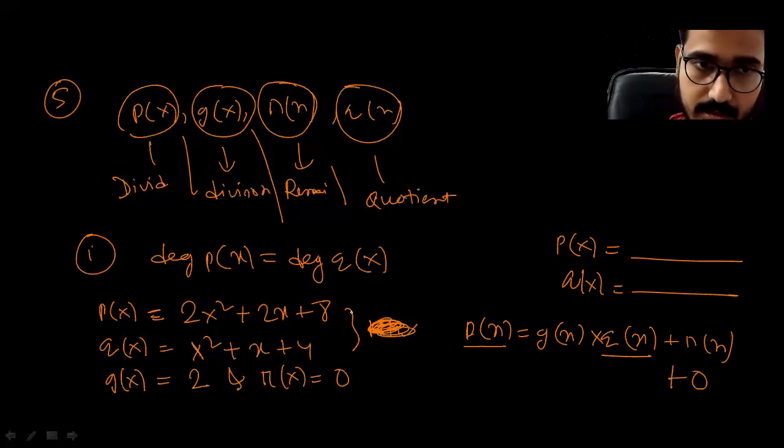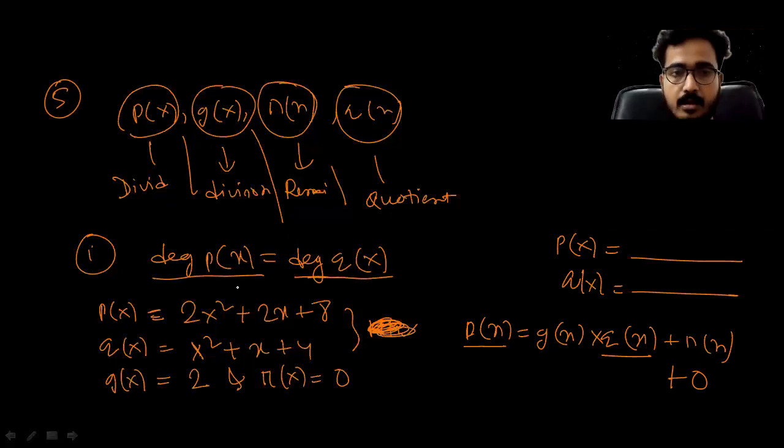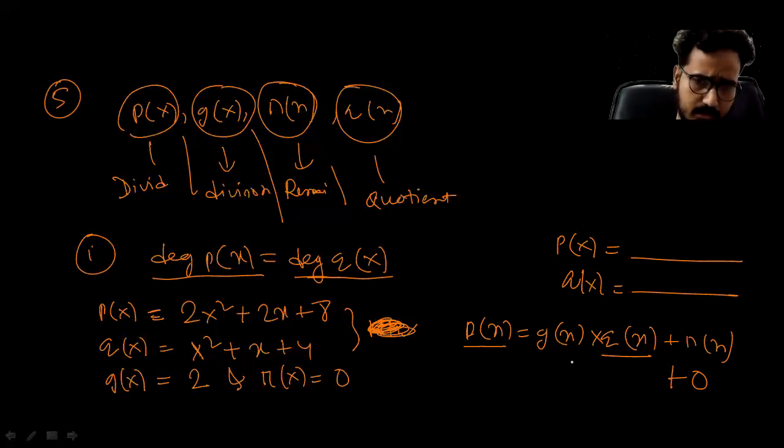That means the degree of p(x) will be equal to the degree of q(x) when you take r(x) equal to 0. Yes or no? Now see, when you divide p(x) by q(x), you will get g(x) as 2. That means it is completely divisible, and that's why r(x) is 0. So this is the first example.